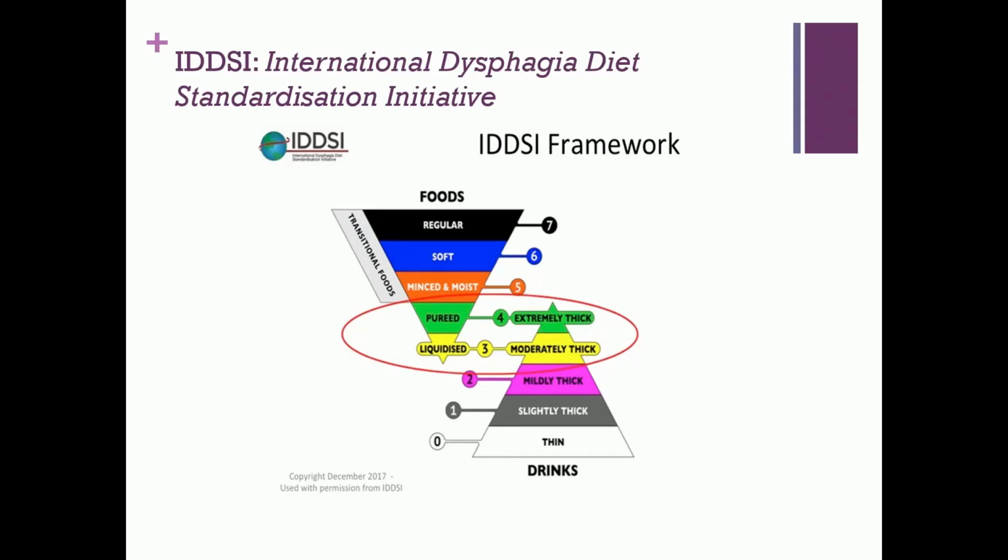Just by Googling IDDSI, so IDDSI framework, I think you could put in patient leaflets or something like that. It comes up with every single level, from 0 to 7, as well as foods to avoid. And I share this slide just in case you've come across this term from your speech and language therapist and you haven't been shown what it relates to.